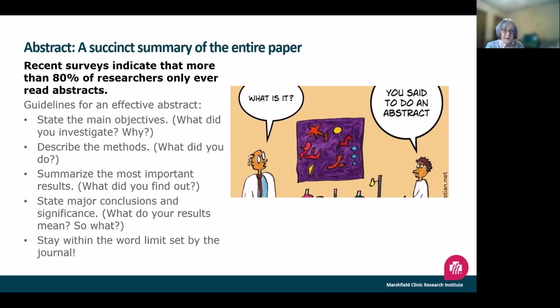So your abstract will state the main objectives. What did you investigate and why? It should describe your methods, summarize the most important results, state your conclusions. And one thing you need to be sure with your abstract is stay within the word limit set by the journal. And also make sure that if the journal wants a structured abstract, you structure your abstract. If it's unstructured, it's unstructured. Next.